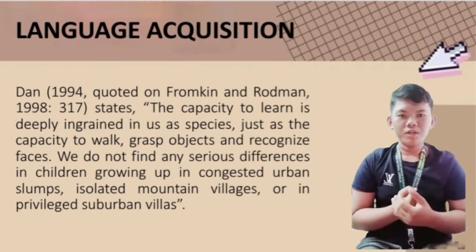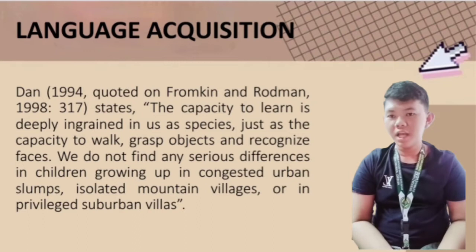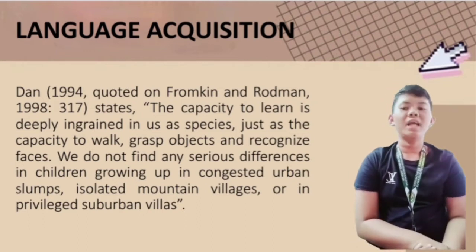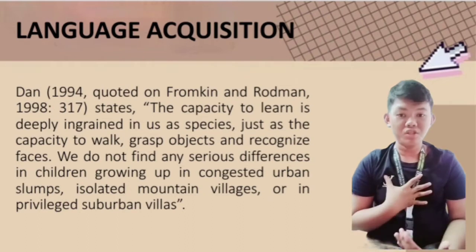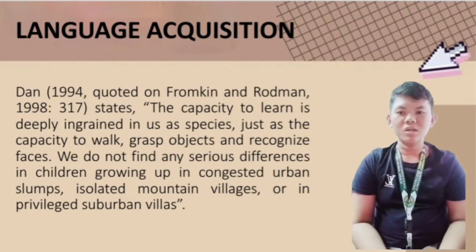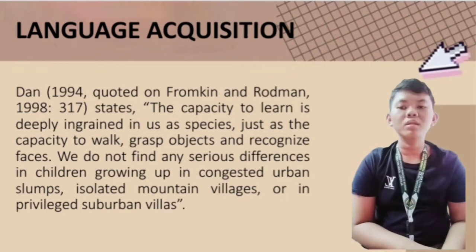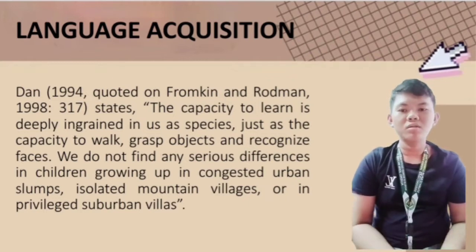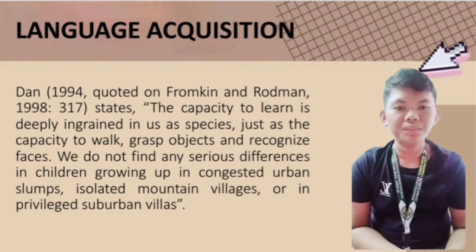As we go through the main topic, let me just read to you the theory of Dulay in 1994, which states that the capacity to learn is deeply ingrained in us as a species, just as the capacity to walk, grasp objects, and recognize faces. We do not find any serious differences in children growing up in congested urban slums, isolated mountain villages, or in privileged suburban villas.